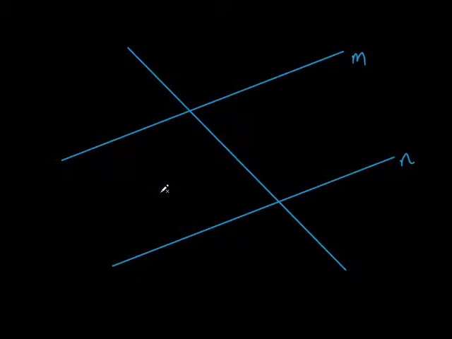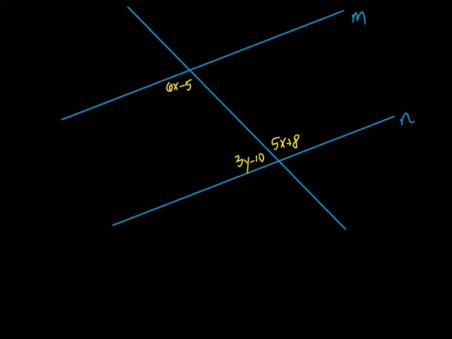It says that angle 4 is this one right here, and it's 6x minus 5. This is angle 10 right here, and they say that that's 5x plus 8. And they say angle 9, which is this one right next to it, is 3y minus 10. And you have to solve for x and y. All right, we've talked about this before. This is nothing brand new, so let's just look at it real quick. They also say that these two lines are parallel.